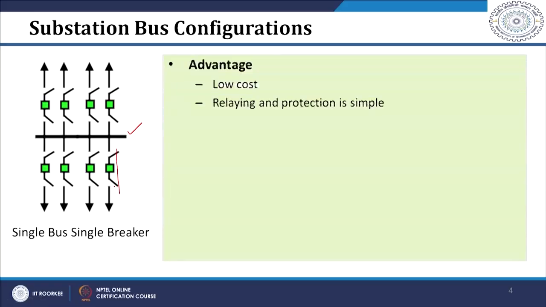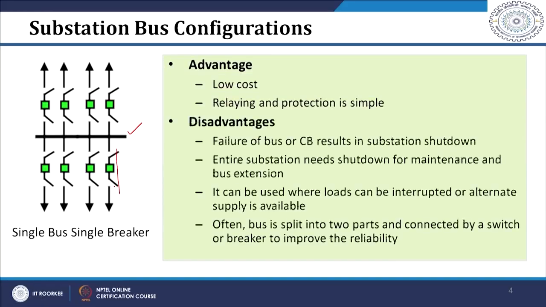If you see the advantages and disadvantages of this particular configuration, the first advantage is low cost, because if you can see, there is only one bus bar, and at each outgoing circuit from this particular bus bar one breaker is required. So the number of breakers required is low in this case. Then if you see, the relaying protection is also simple.